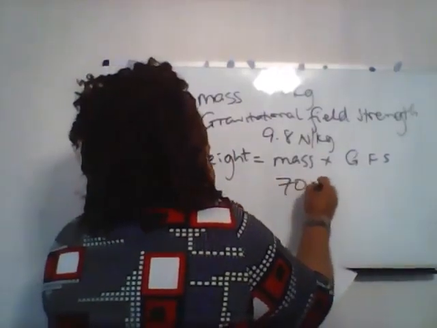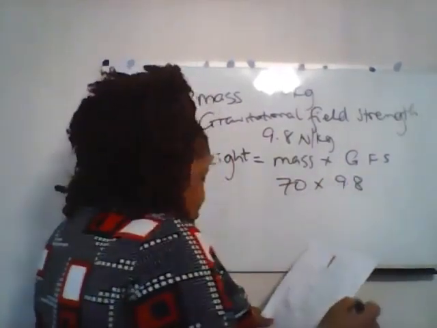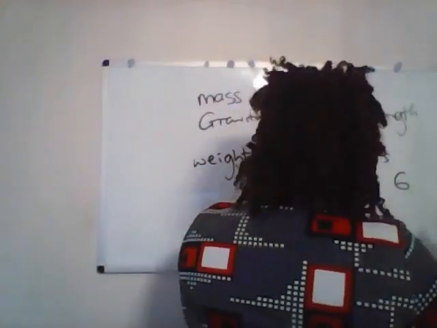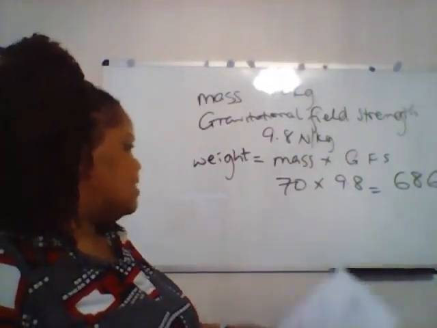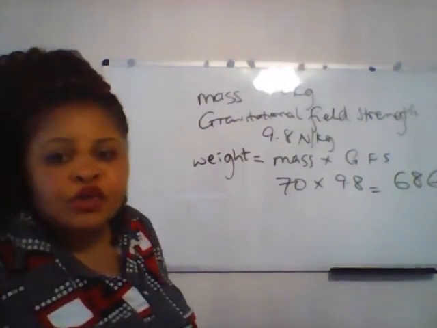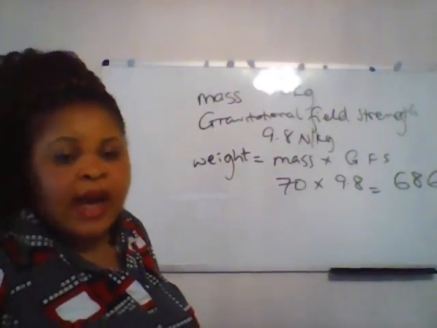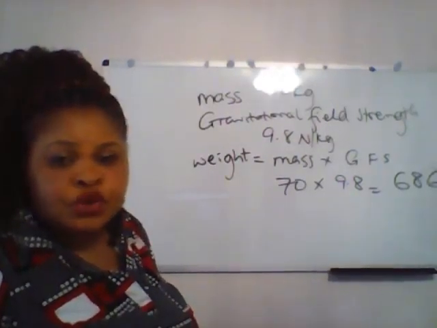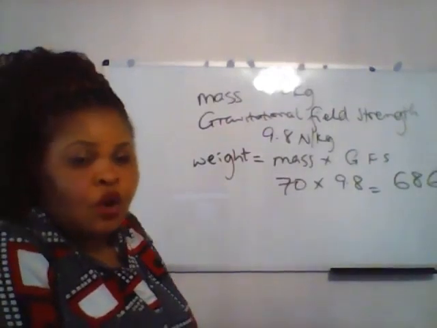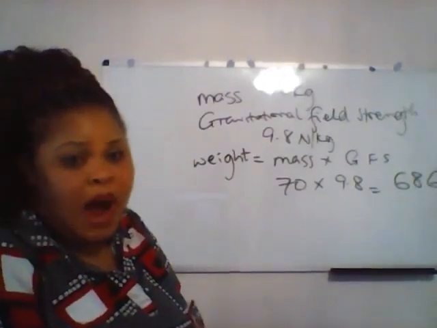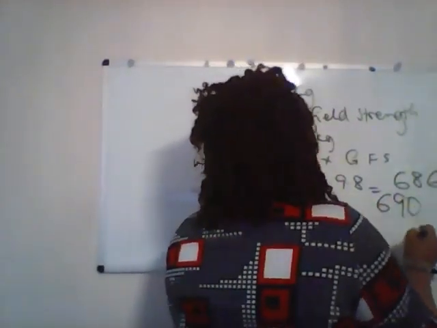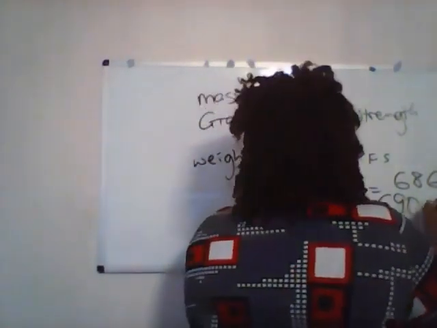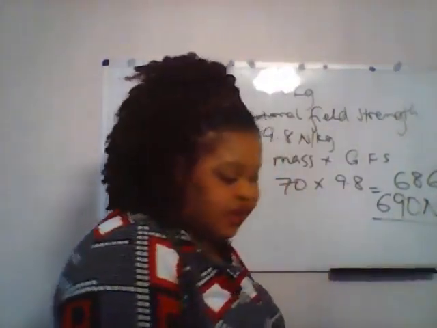Now this is just going to be 70 times 9.8, which should give you a total of 686. All right, it says you should give this answer to two significant figures. Now when you're asked to do two or three significant figures, I beg of you, that is 1 mark. So you ensure that you round it off. So this will be 690 newtons. This is to two significant figures.